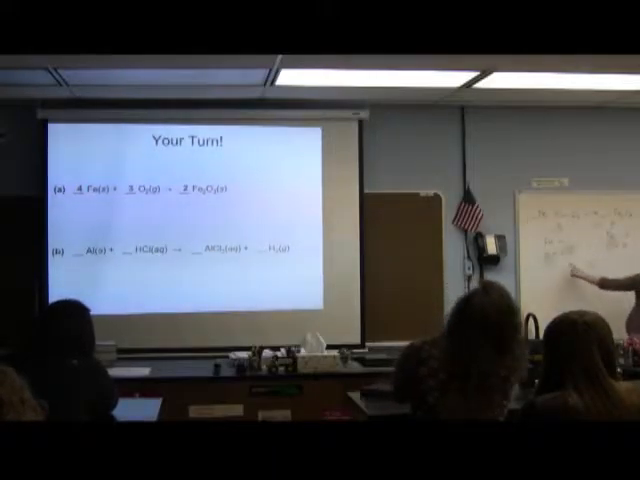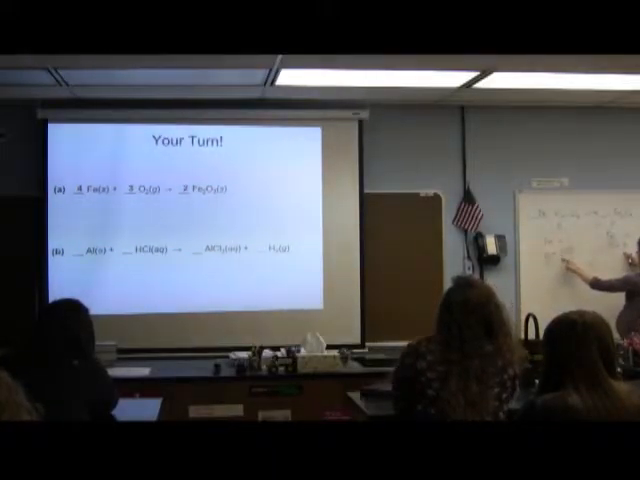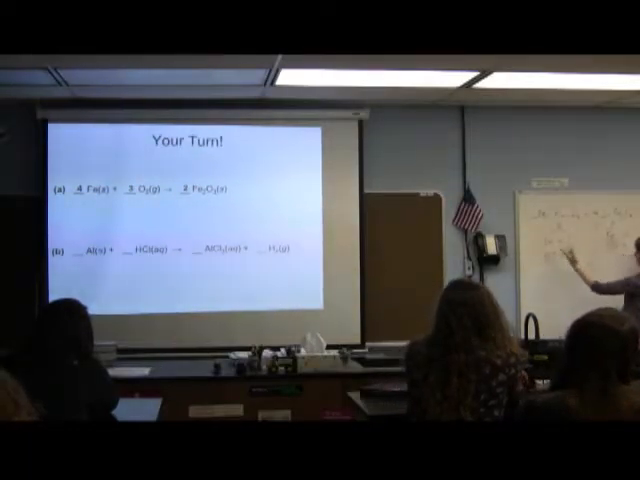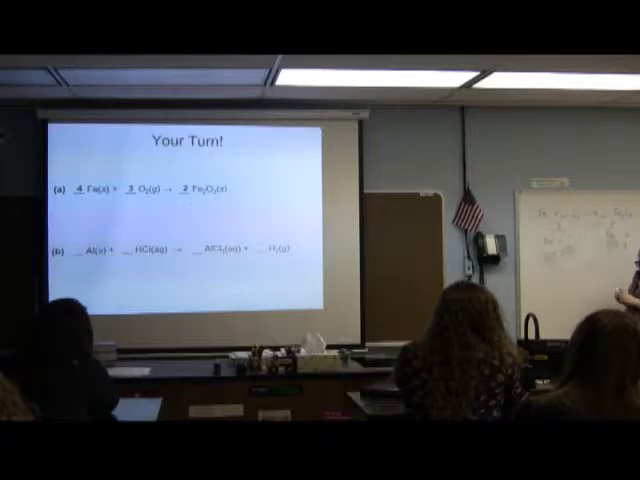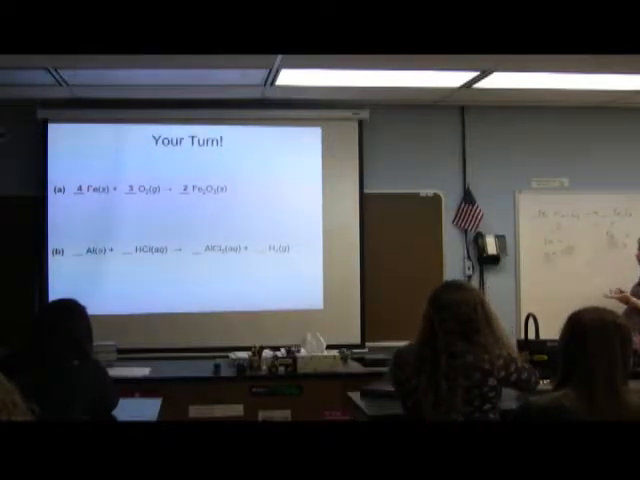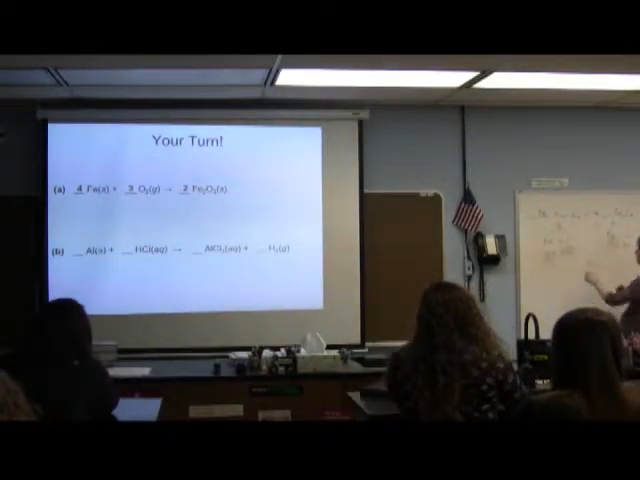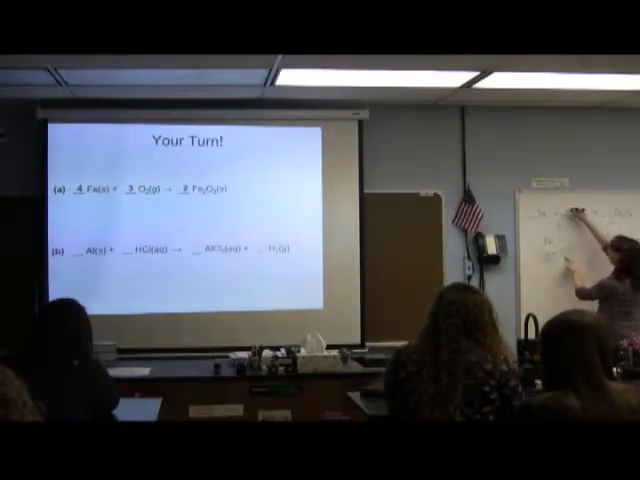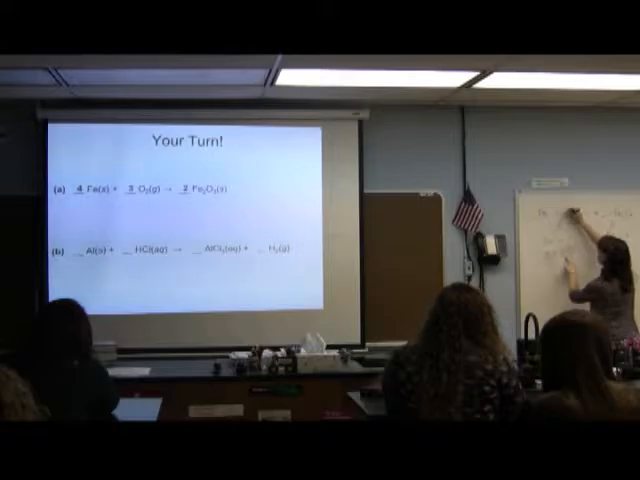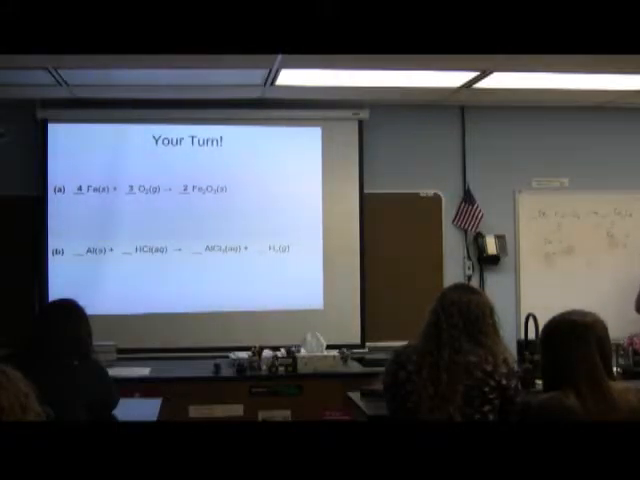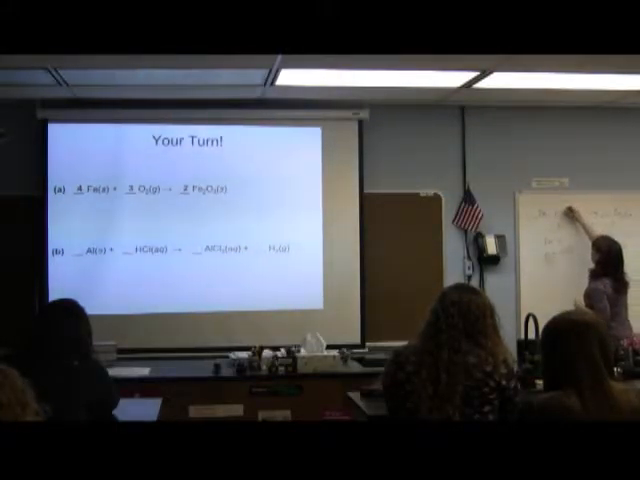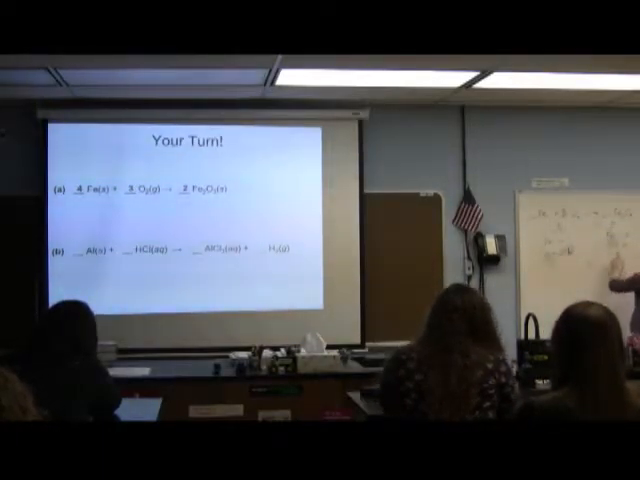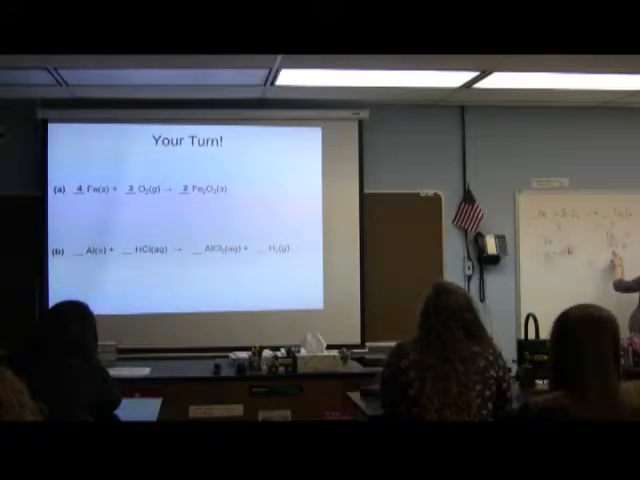Okay. Can I ever turn a 2 into a 3 or a 3 into a 2? No. There's no way I can do that. So what is the easiest thing to do? Make them both 6. So what number do I need to put in front of O2 to make it a 6? A 3. So if I put a 3 right here, that makes that 6. And then what do I need to put in front of Fe2O3 to make this one a 6?